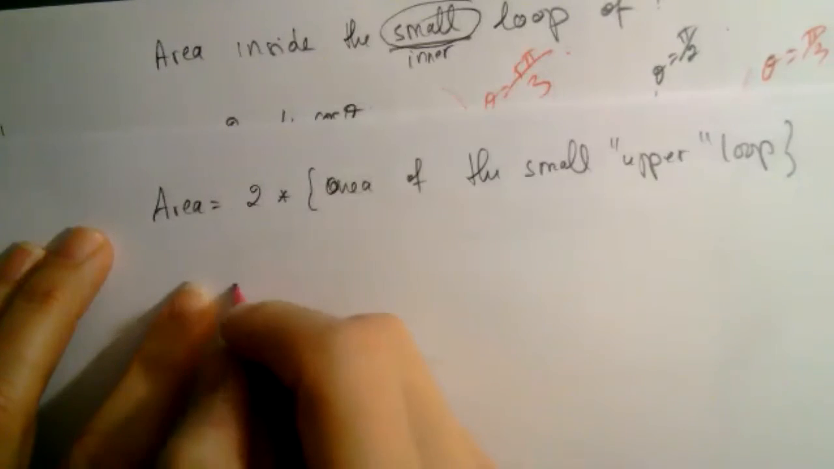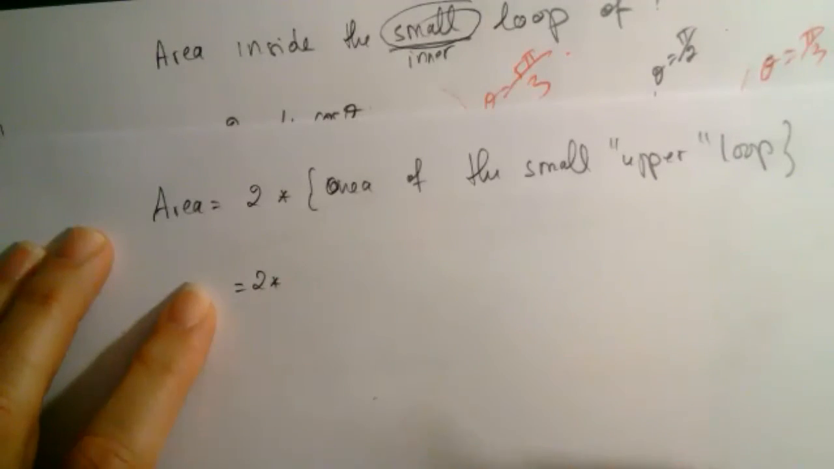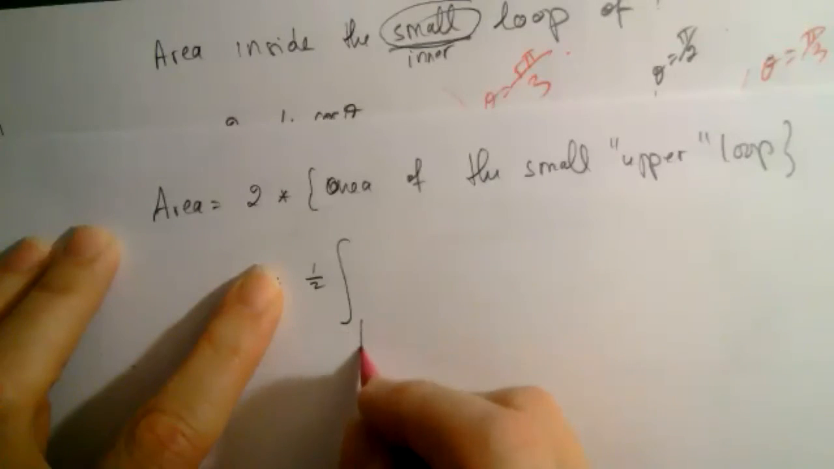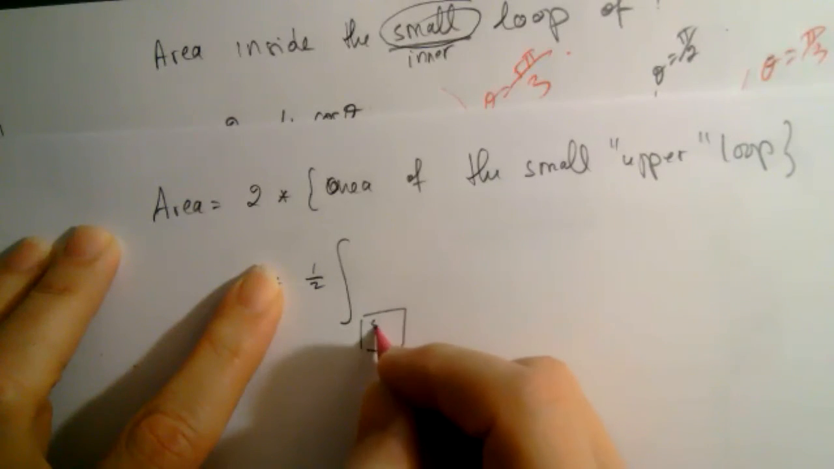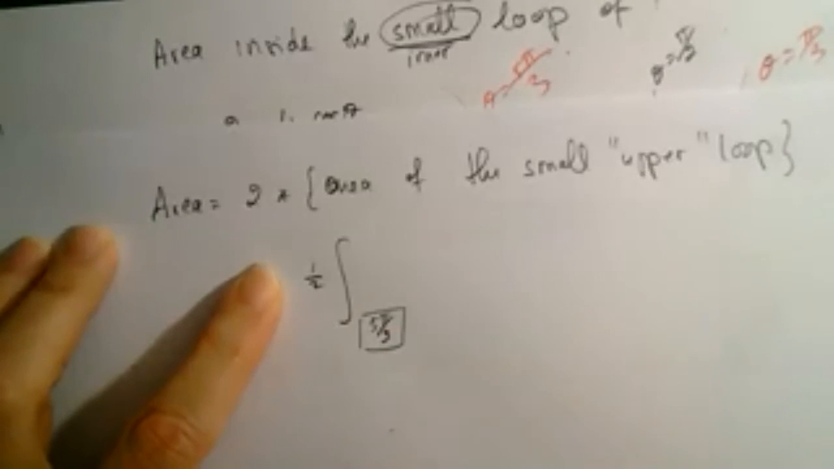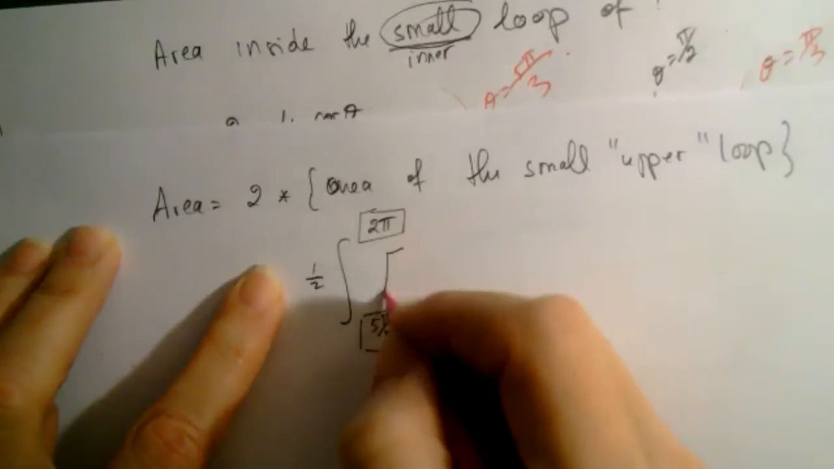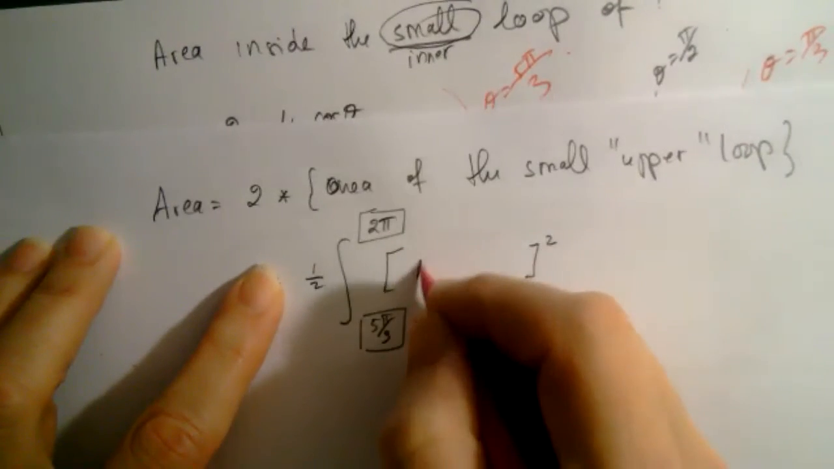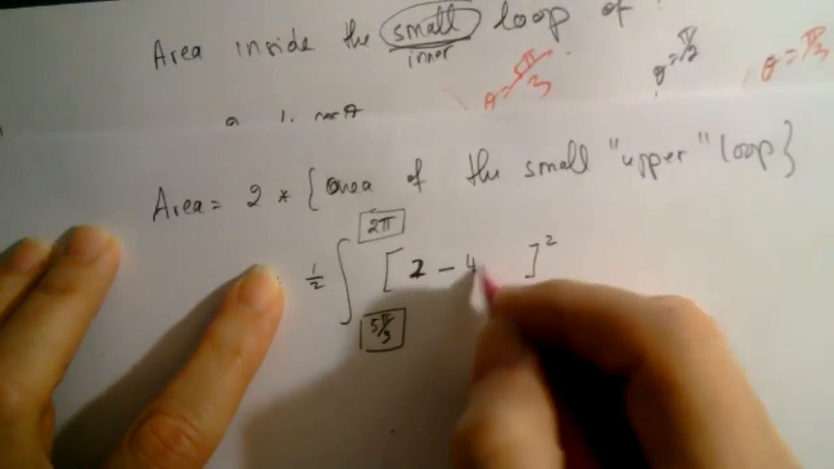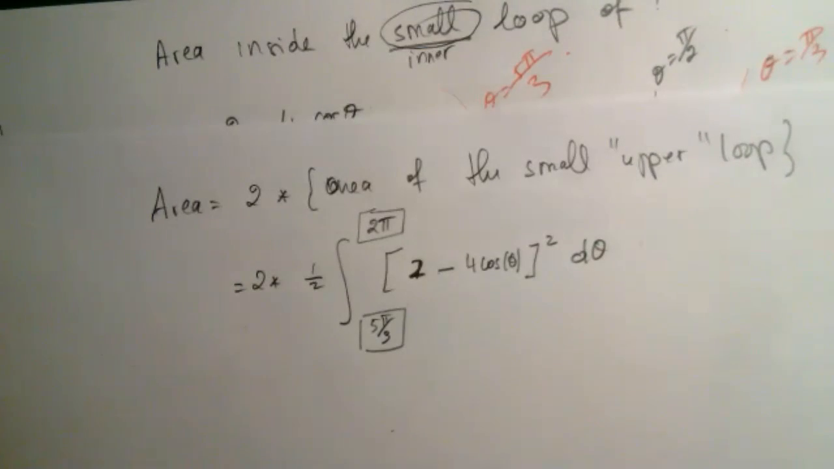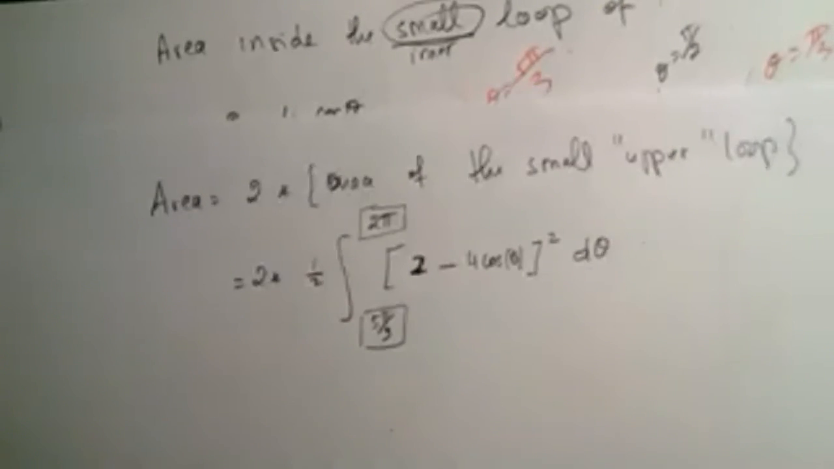And now what about this? What's the area of the upper loop? It's a half times the integral. To cover the upper loop, theta has to go from 5 pi over 3 all the way to 2 pi of, sorry, I forgot what I gave you, (2 minus 4 cosine theta) squared d theta. All right.